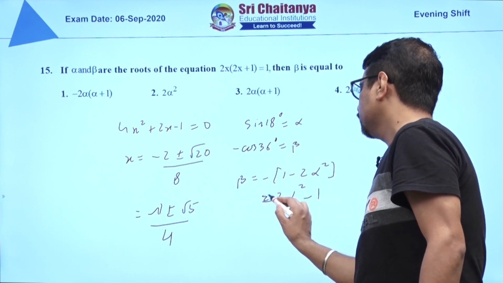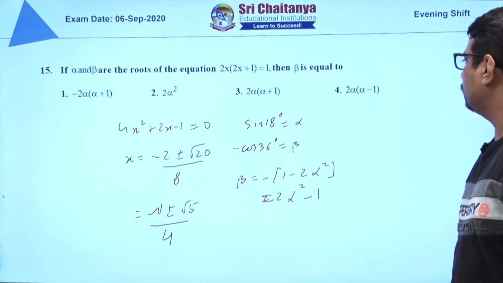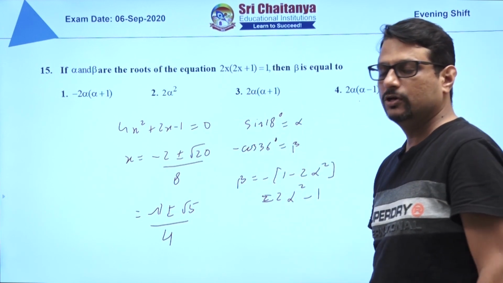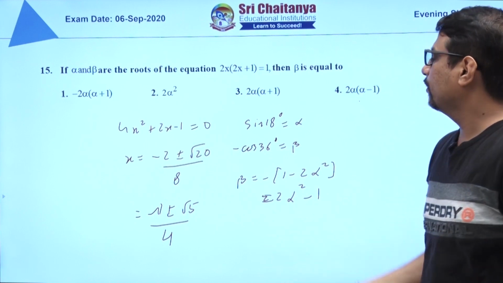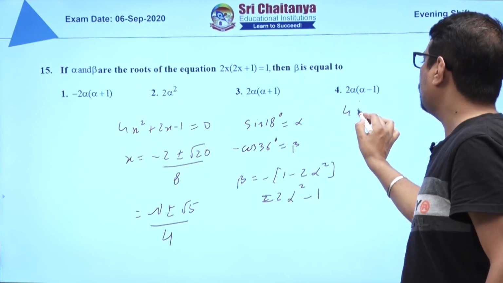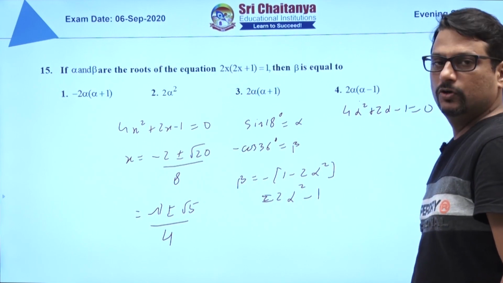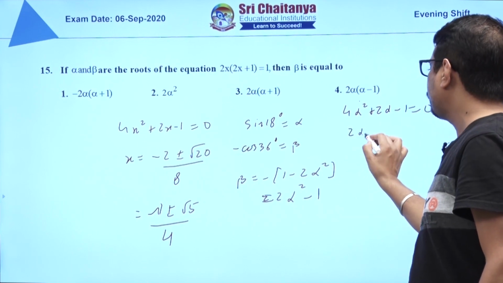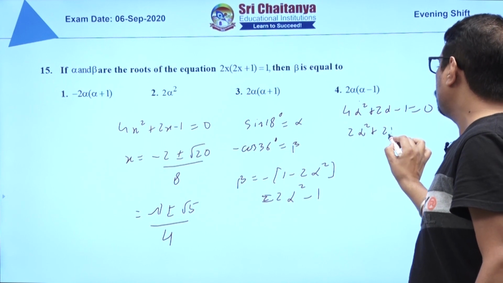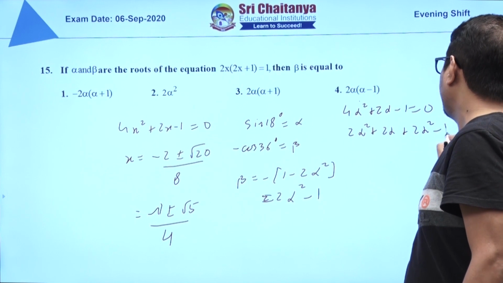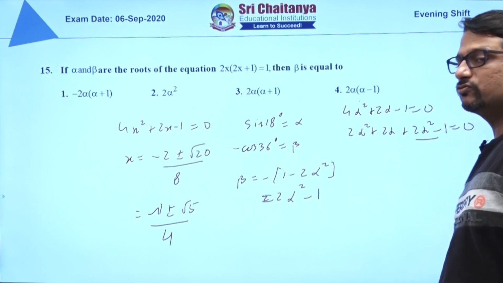So 1 minus 2 sin square 18 degree, which is nothing but 2 alpha square minus 1. Generally we will try to find from here, but if you see, this is 2 alpha square minus 2 alpha and no option is matching. So here we have to use something else. What else? We know that 4 alpha square plus 2 alpha minus 1 is equal to 0. From here we can say 2 alpha square plus 2 alpha square minus 1 is equal to 0. So 2 alpha square, what will you get?